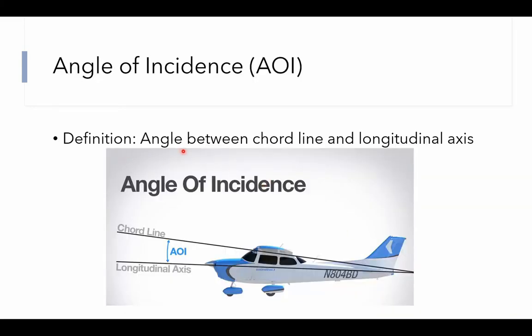The next term is the angle of incidence. This is the angle between the chord line and the longitudinal axis. This is important as it defines your optimal takeoff speed. Do note that on most aircraft, this angle is locked in place, so you really can't change it.